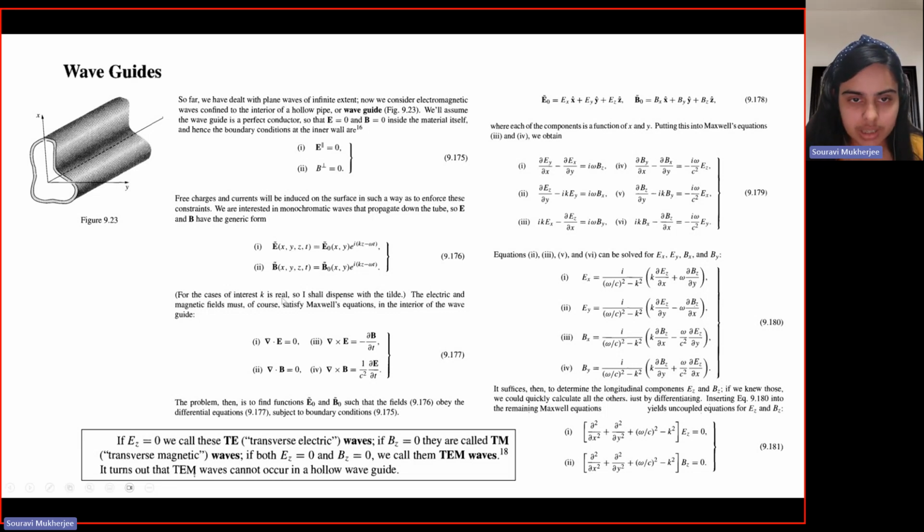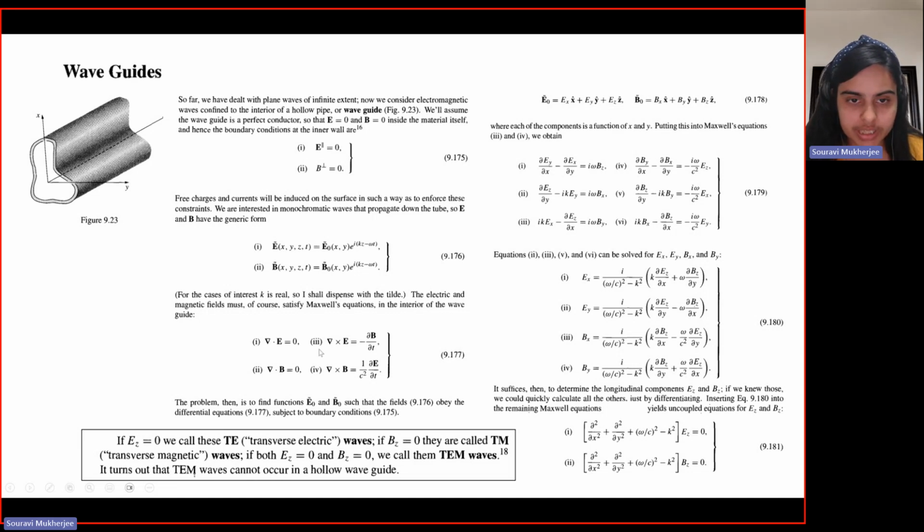Okay. Now, these are the Maxwell's relations that need to be satisfied. And we know that these are the boundary conditions. These are the values that are to be satisfied at the wall. Now, given this condition, what do we do now? So what we do is we now write the electric and the magnetic fields in terms of the components. Okay. So Ex, Ey, Ez and Bx, By, Bz.